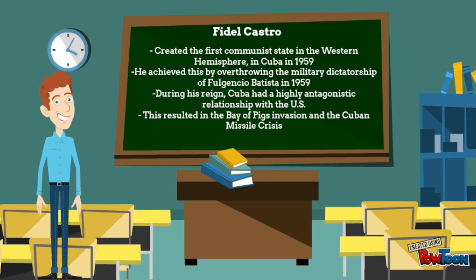The last person is Fidel Castro. He created the first communist state in the Western Hemisphere in Cuba in 1959. He achieved this by overthrowing the military dictatorship of Fulgencio Batista in 1959. During his reign, Cuba had a highly antagonistic relationship with the U.S. This resulted in the Bay of Pigs invasion and the Cuban Missile Crisis as part of the Cold War.